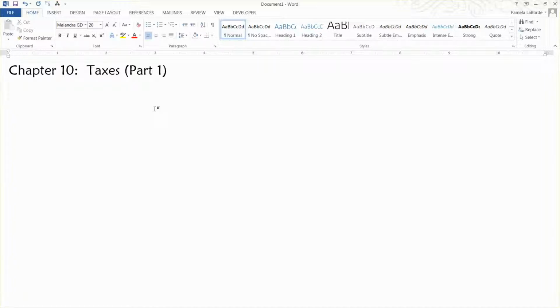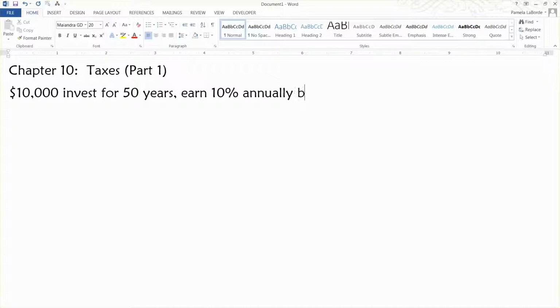So, starting with the basics, taxes are probably the biggest expense you'll ever have in your life. Just to show you how much taxes can impact your wealth, let's say that we invest $10,000 for 50 years and earn 10% annually before taxes. I want to calculate my ending wealth, or my future value. And this is a lump sum. I'm never adding any more money to it, so it's not an annuity.